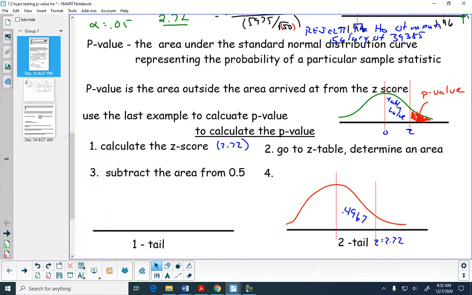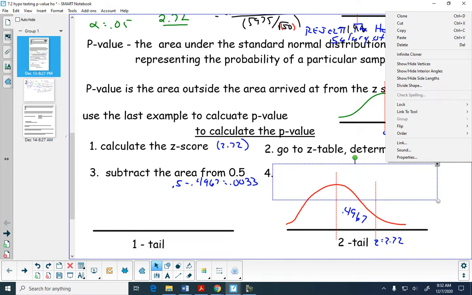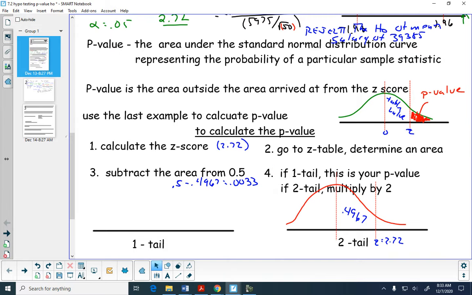Step 3, subtract the area from 0.5. So we have 0.5 minus the 0.4967, which gives us 0.0033. If you have a one-tailed test, this is your p-value. If this is a two-tailed test, you multiply by 2.